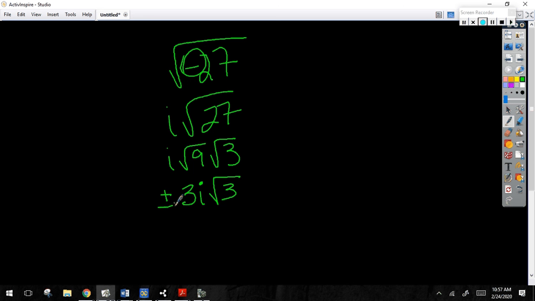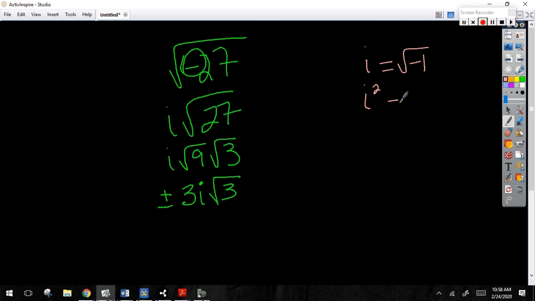Let me ask you this. If i is the square root of negative 1, what do you think i squared would be? I think it might have been negative 1.